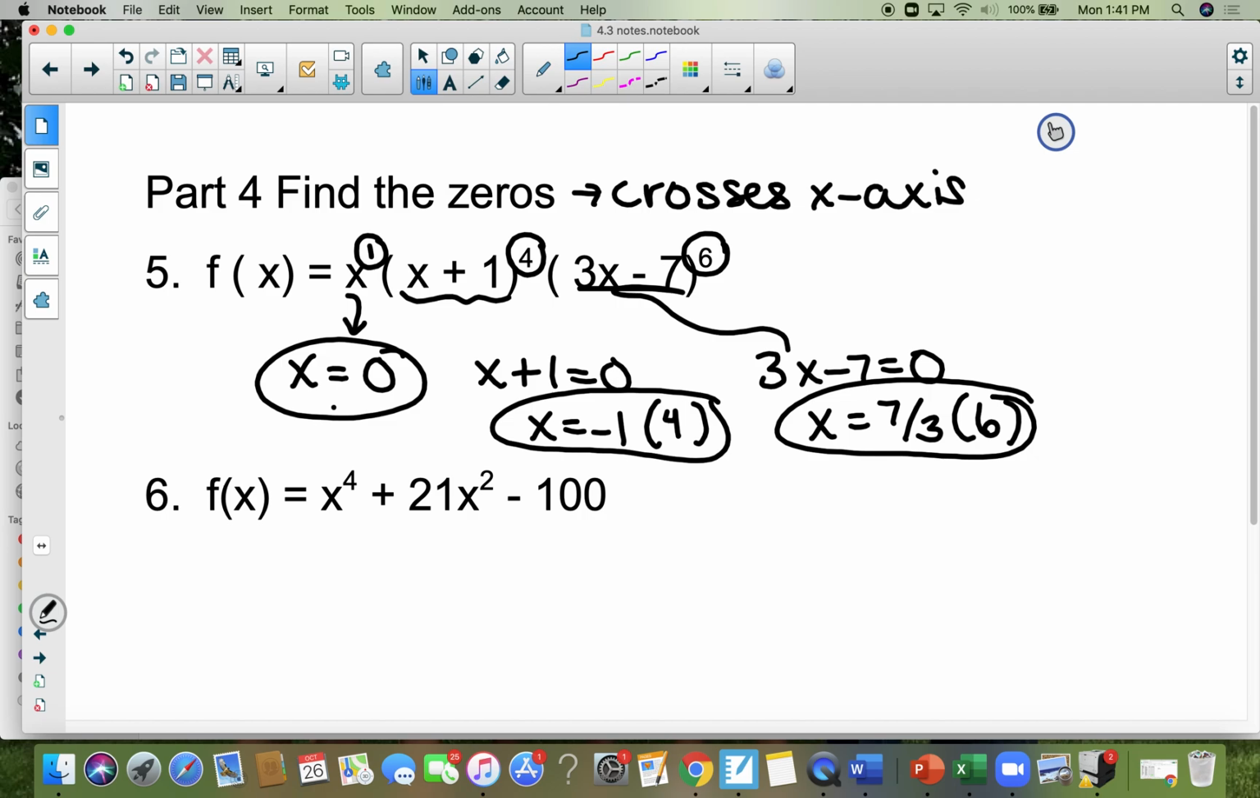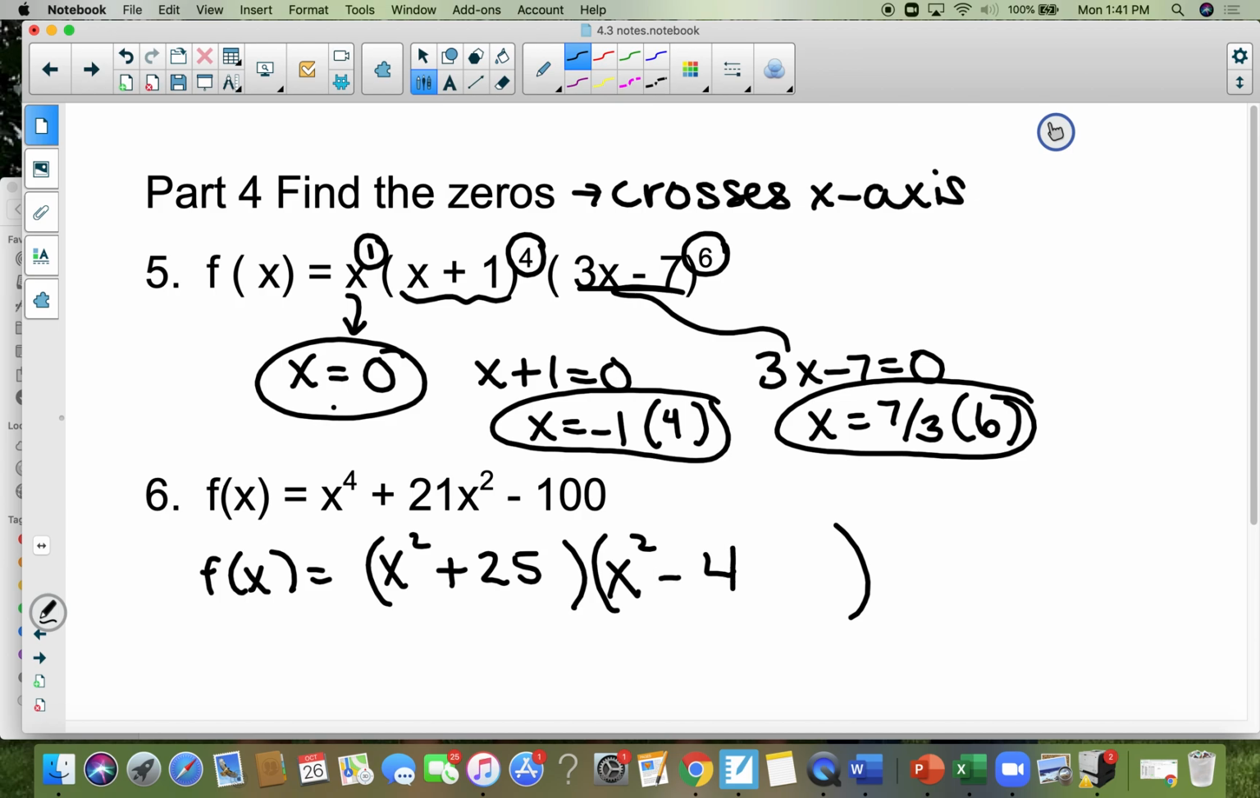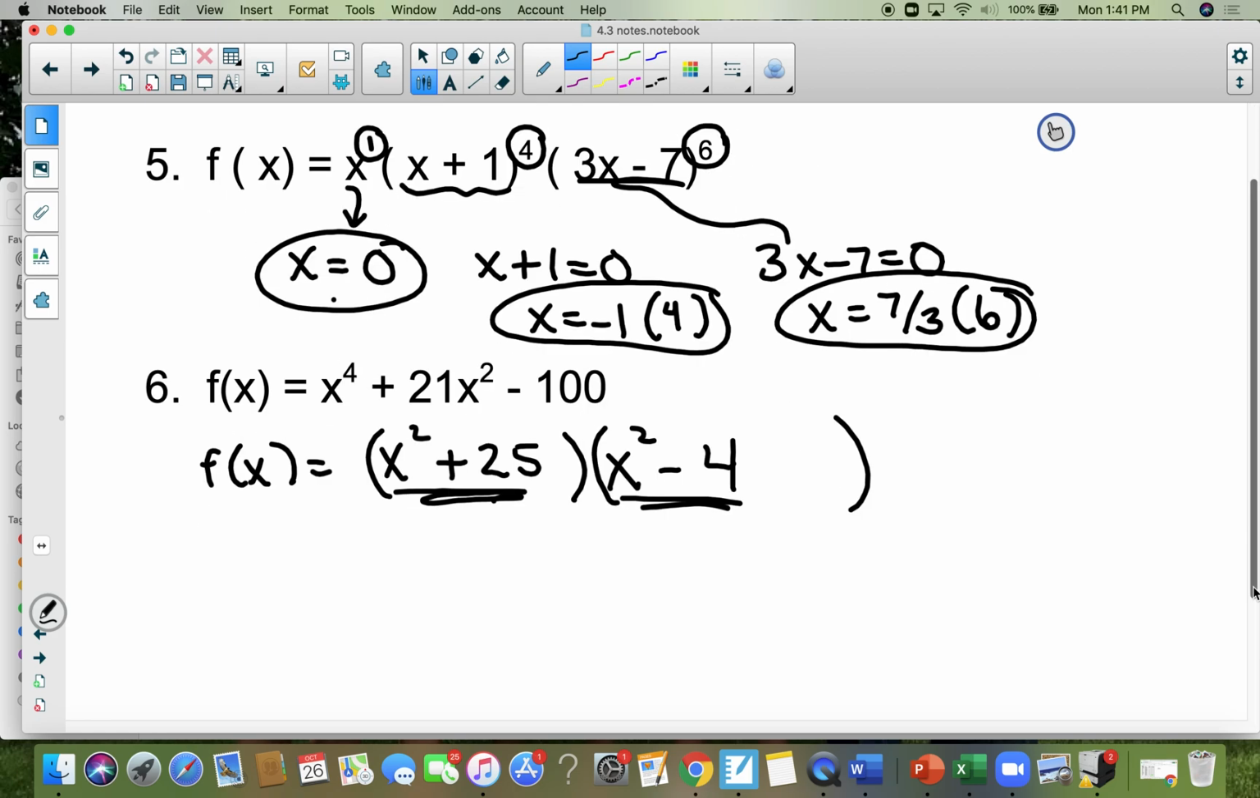Number 5 is factored for you. Number 6, you have to factor it. 2 sets of parentheses. You're going to put an x here and an x squared here, both x squared, positive 25 and a negative 4. That will give you 21 in the middle. You're going to have 2 answers here and 2 answers here.